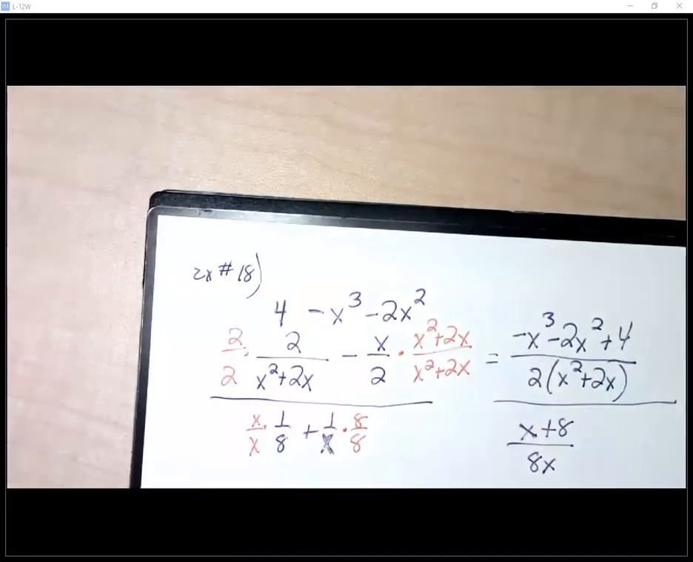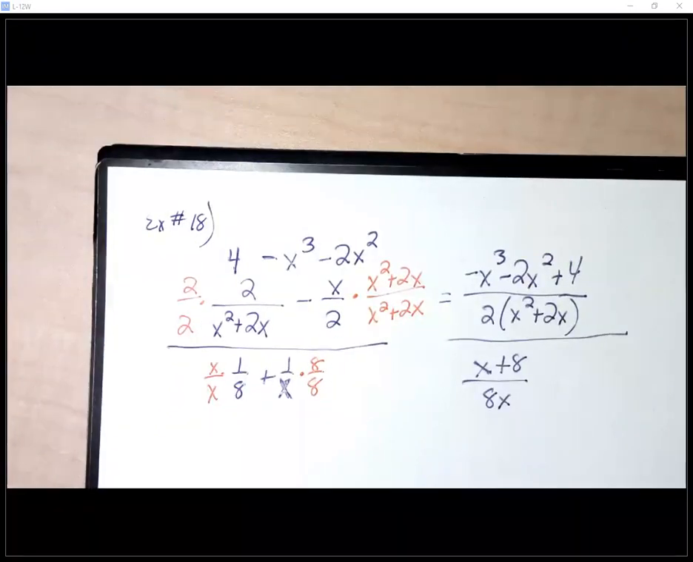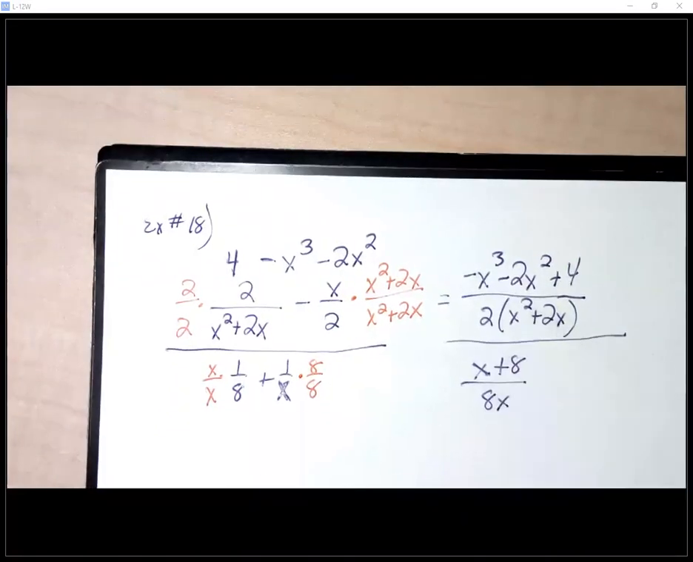Okay, now step 1 is done. But now the rest of it isn't that bad, because now it's really just a multiplication problem and you guys are aces at the multiplication. So now I do keep, change, flip. I'm going to keep the first fraction as I see it. Negative x to the third minus 2x squared plus 4 all over.